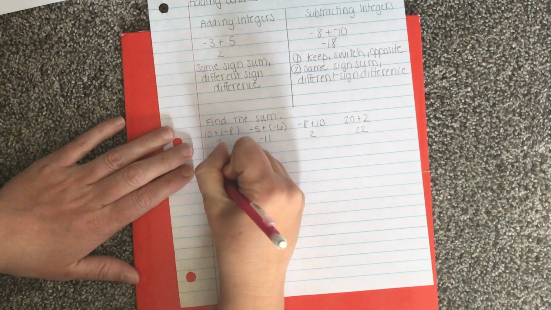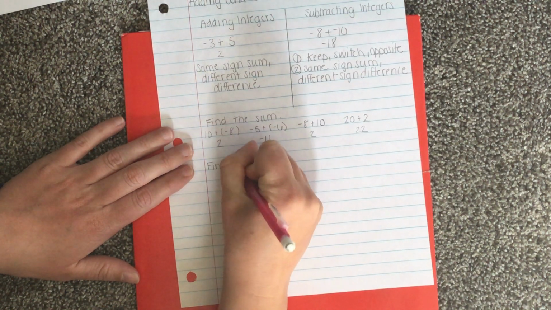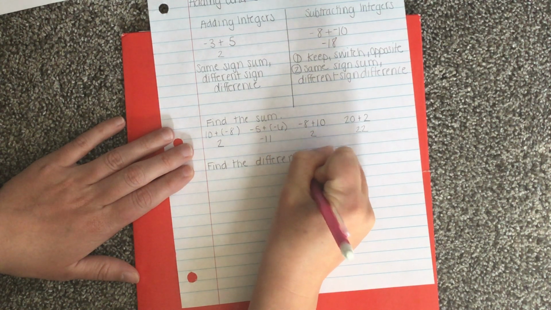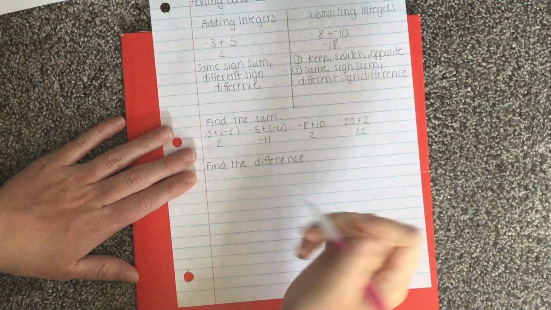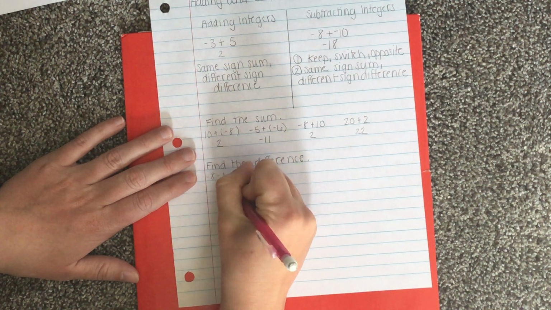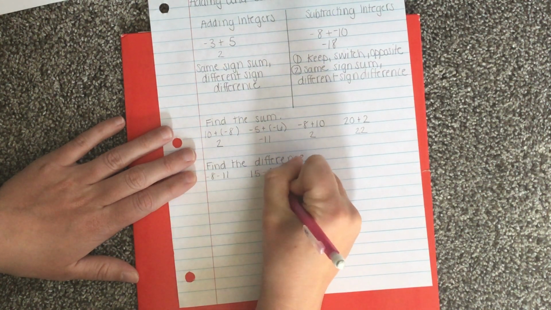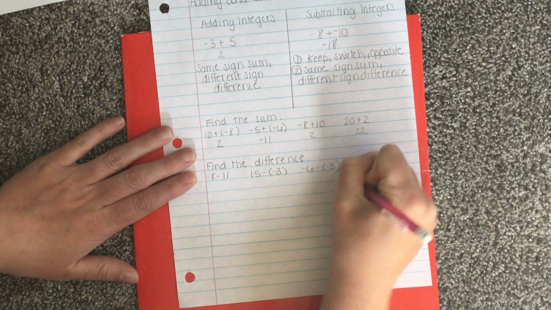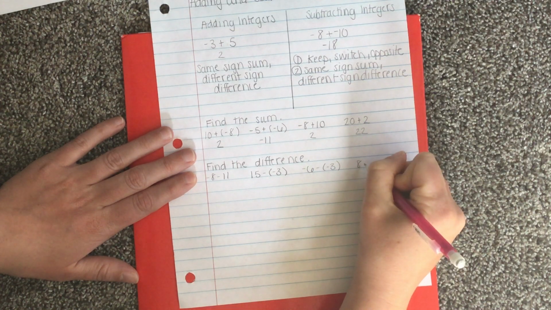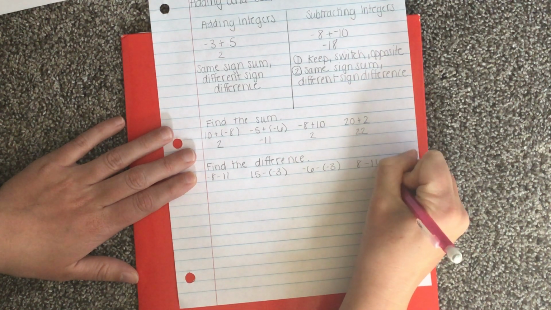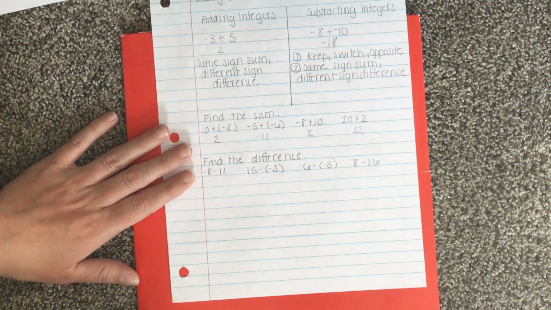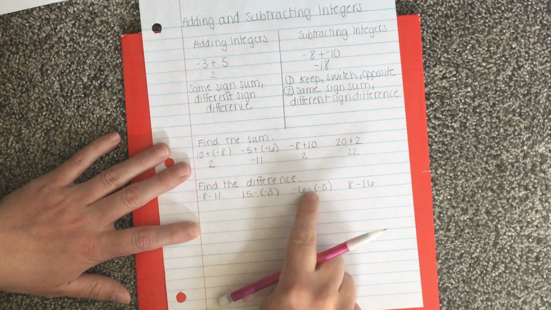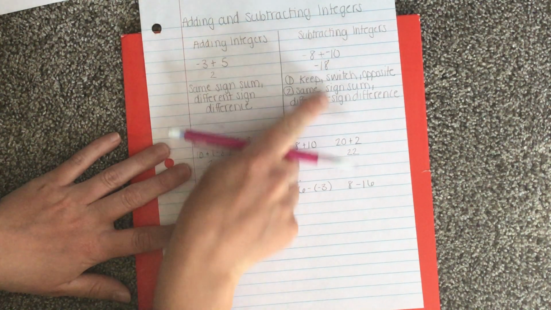The next section is going to say, find the difference. Okay, let me put some problems on here: -8 minus 11, 15 minus a -3, -6 minus a -3, and 8 minus 16. Push pause and try those now. All of these problems have subtraction signs, so I'm following these rules right here.